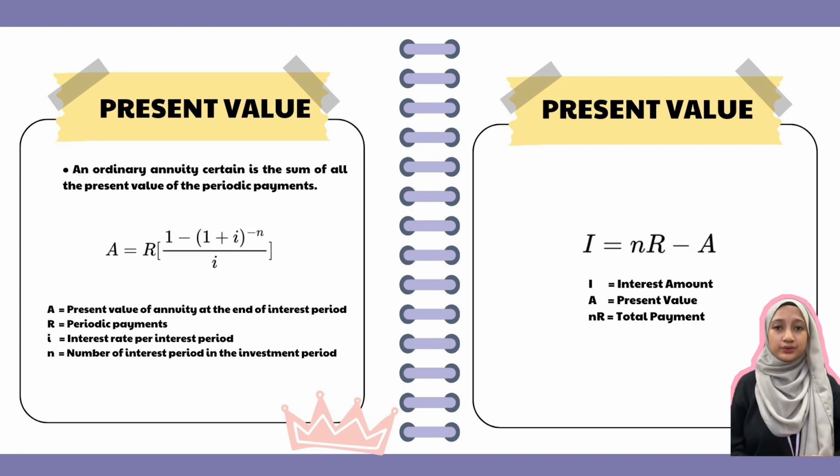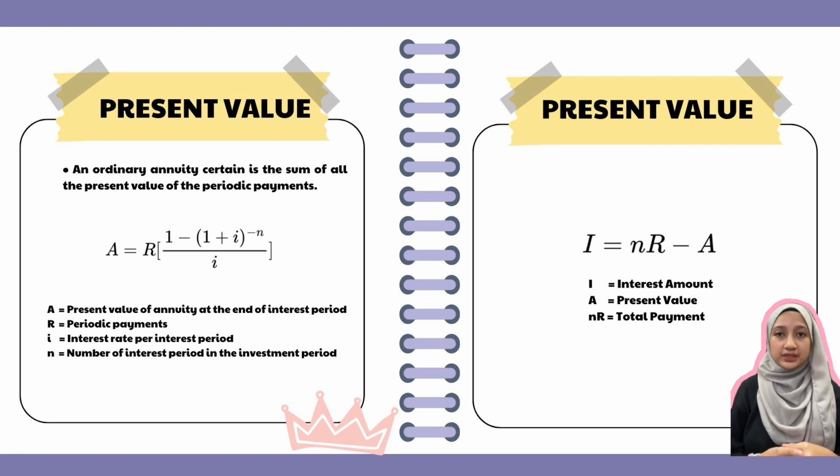Next is present value. The present value or initial value of an ordinary annuity is the sum of all the present values of the periodic payments. The present value formula is as follows. A equals R bracket 1 minus open bracket 1 plus i close bracket power of negative n, per i. A stands for present value, R for periodic payments, i for interest rate per interest period, n for number of interest periods in the investment period. The interest charged or earned, big I, from investment or loan in the annuity is given by I equals nR minus A, where A is the present value and nR is the total payment.